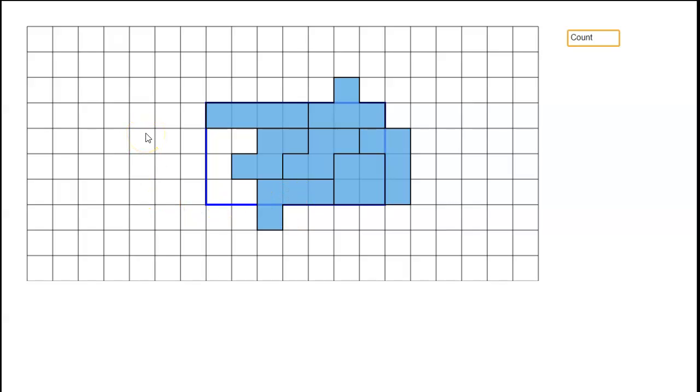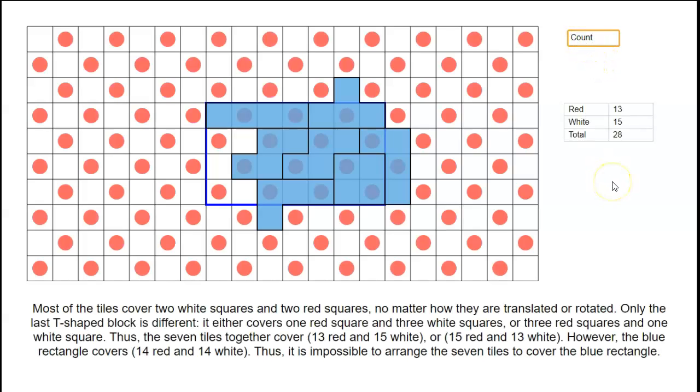So the question is whether we can find some sort of big picture argument to show why this isn't really working. And so this basic idea is the same as with the dominoes. We're going to color these squares. Rather than doing grey and white like the chessboard, we're going to put some red dots in, but it's essentially the same thing. So we put these red dots in kind of a chessboard pattern. And then we look at how these tiles work.